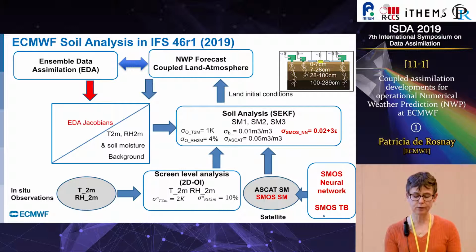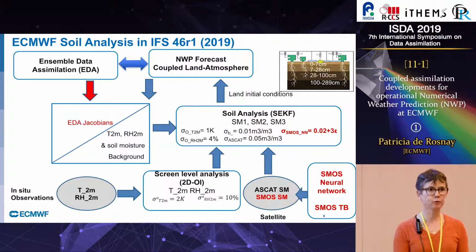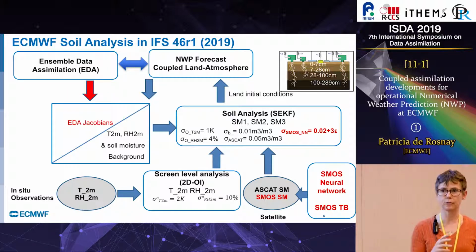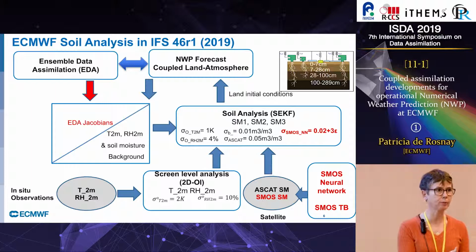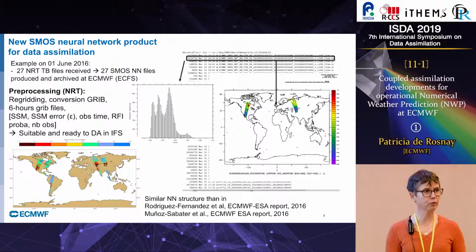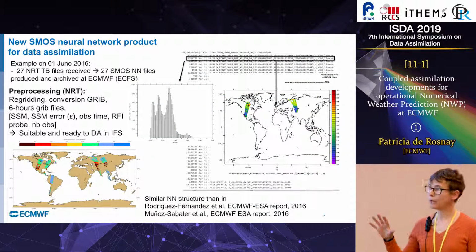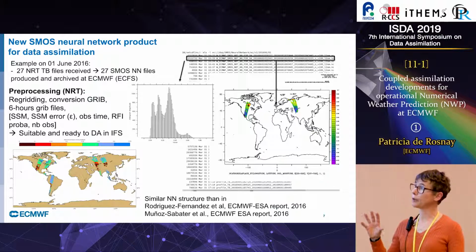And another thing which is new is that we developed a SMOS neural network product. So we developed a new processor that we implemented last year, which is operational now. And this processor produces soil moisture from the SMOS observations. And we will assimilate the SMOS neural network soil moisture along with the ASCAT soil moisture product to analyze soil moisture. So this is just one slide on the SMOS neural network product.